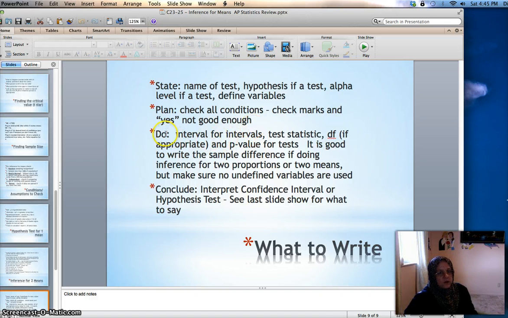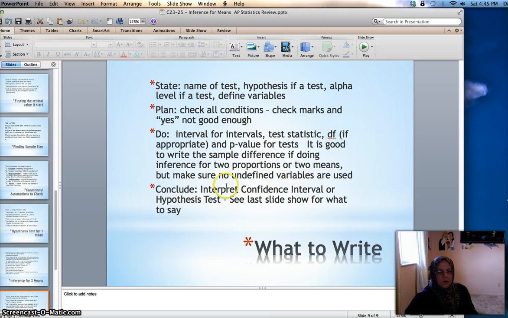Okay. The do is the interval that you get if you're constructing an interval. If you're doing a hypothesis test, you would state your test statistic, the degrees of freedom if appropriate, and the p-value. It is good to write the sample difference if you're doing inference for two proportions or two means as well. But make sure that you don't have any undefined variables in what you write in the do.